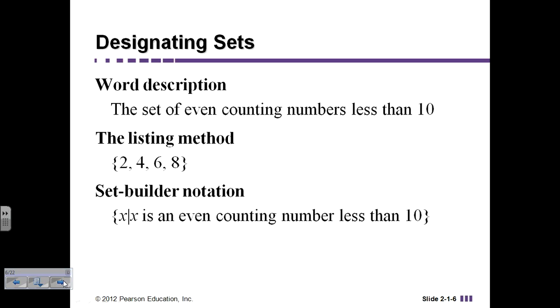Or I could have something called set builder notation, and set builder notation is read x such that x is an even counting number less than 10. Let me say that one more time. X such that x is an even counting number less than 10. It doesn't have to be x, it could be any other variable that you choose, but typically we do use the variable x.